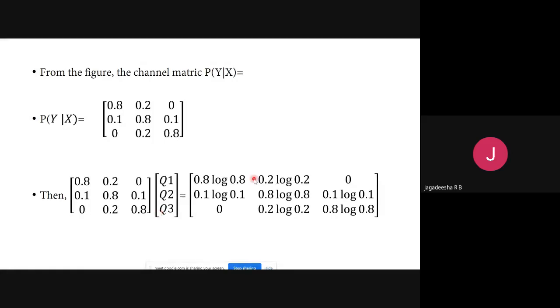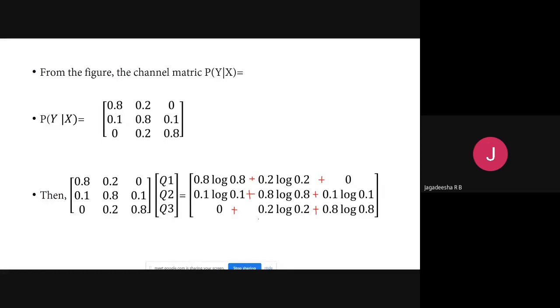That's equal to 0.8 log 0.8 plus 0.2. You have a plus sign here that is missing, so this should be a plus, right? And the second row is 0.1 log 0.1, 0.8 log 0.8. And the third row, 0.2 log 0.2 and 0.8 log 0.8.